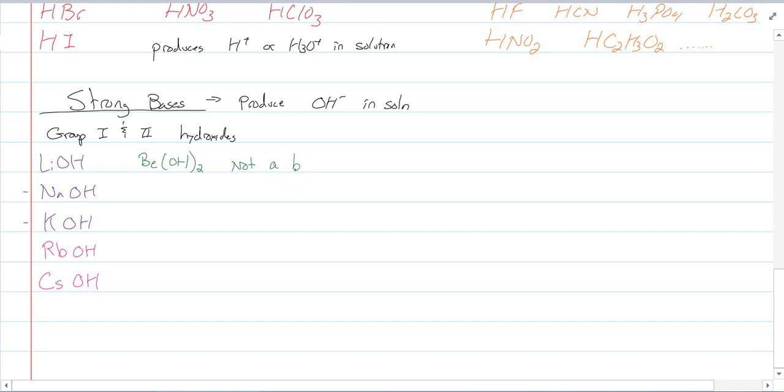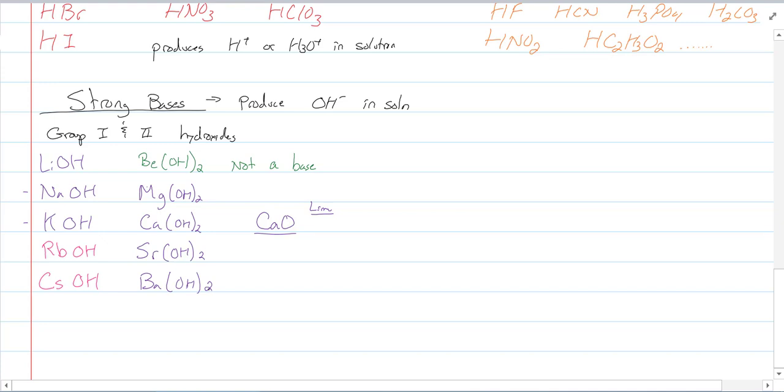Not a base. Then we have magnesium hydroxide, calcium hydroxide, and to be honest with you, CaO is lime. That's probably the most common base that we use because it raises soil pH. We also have strontium hydroxide and barium hydroxide.